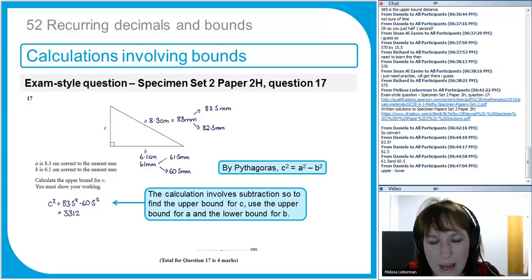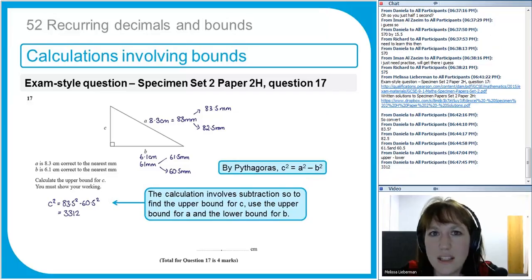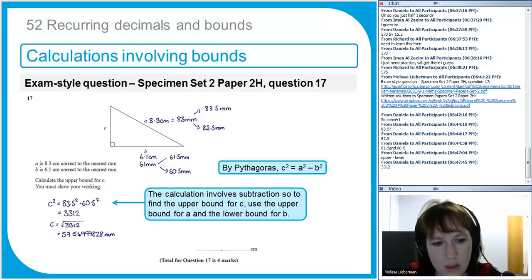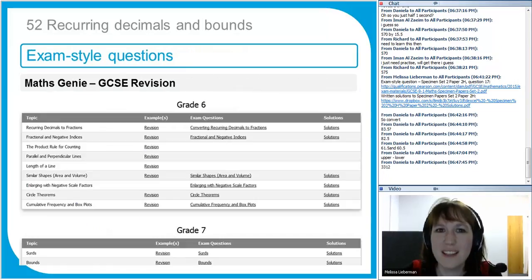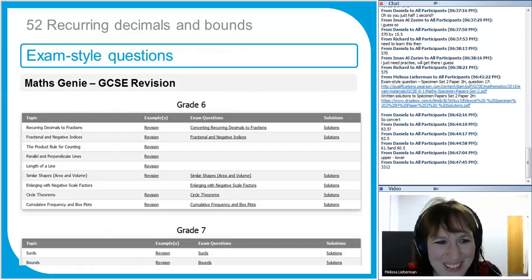Remember that's C squared. So to find the value of C, you need to square root both sides. Yep, 3312. So the square root of 3312 is this long number here. It doesn't say what we have to round the number to, so as many digits as you want to go to will give us our upper bound for the answer. And that's it.